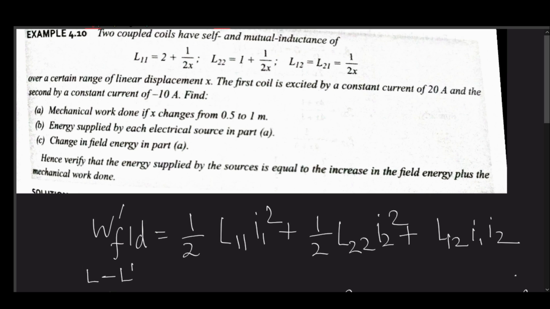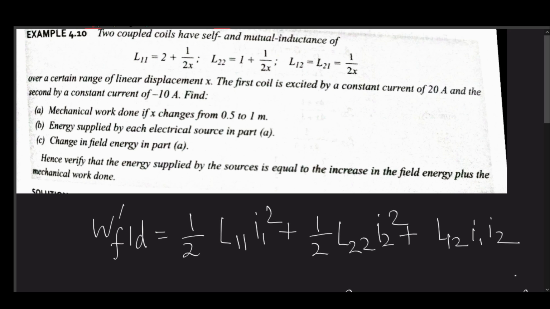Now, had x appeared in the numerator, then if you try to increase x, you have to spend more energy. But here the scenario is reversed; you are getting back the energy. Now, the energy supplied by each electrical source we have to find out.